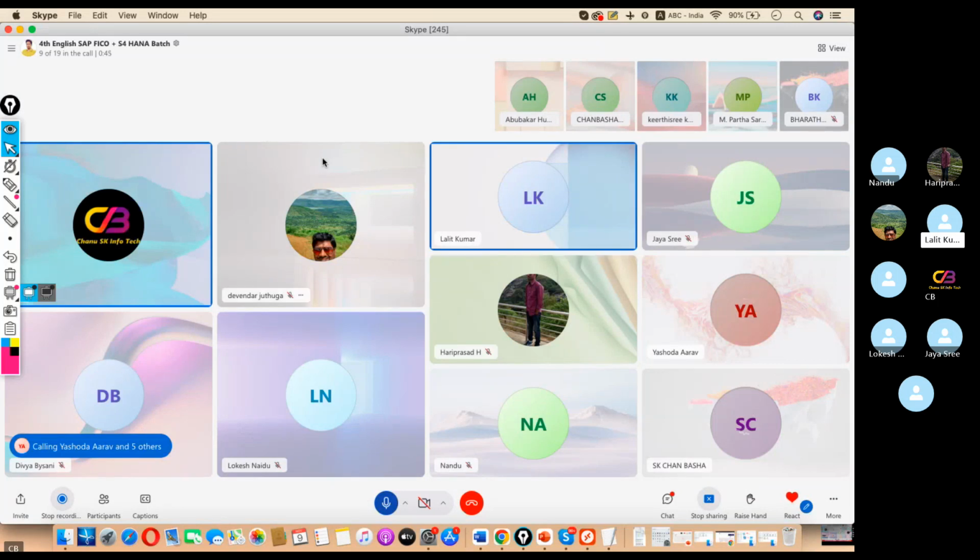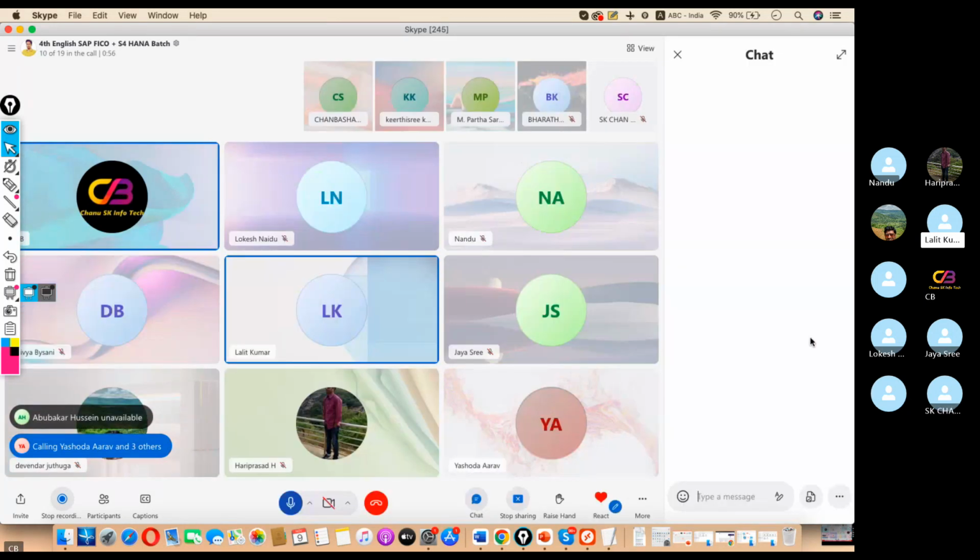There is a problem while entering a customer invoice with me. I have shared the screenshot in the chat box. Can you please solve this?